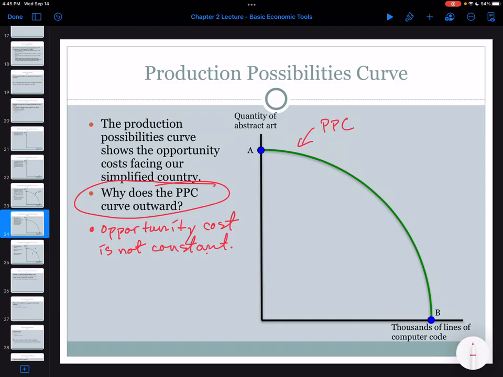If I were to draw a line, that line has a slope. And as you move along that line, it's the same slope. It's the same trade-off between code and art. So let's think about this. Suppose we are here at point B. We're living in a world where I am the dictator and I have decreed that all of you will sit and write code all day. So it means we have lots and lots of programs, but no art.